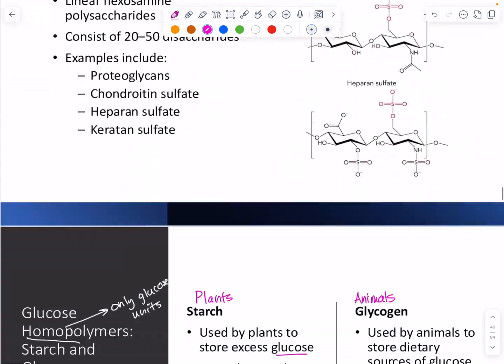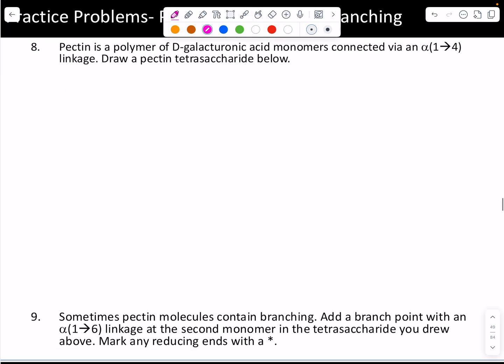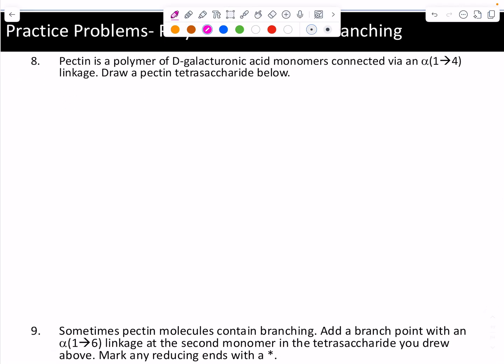All right, so let's look for our next practice problem. All right, so this is pectin, which is a polymer of D-galacturonic acid monomers connected via alpha 1 to 4 linkage. So if we wanted to draw a pectin tetrasaccharide, we would start with what does galacturonic acid look like. All right, and so galacturonic acid is a galactose. So let's start with our monomeric unit.